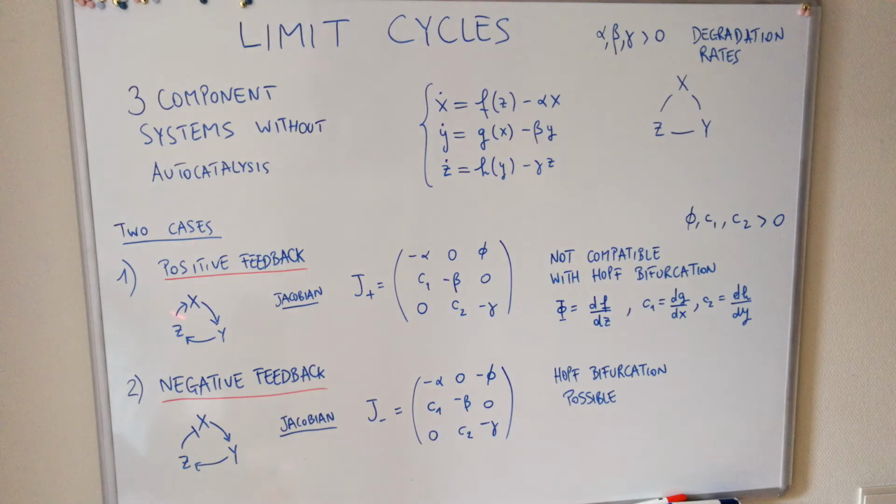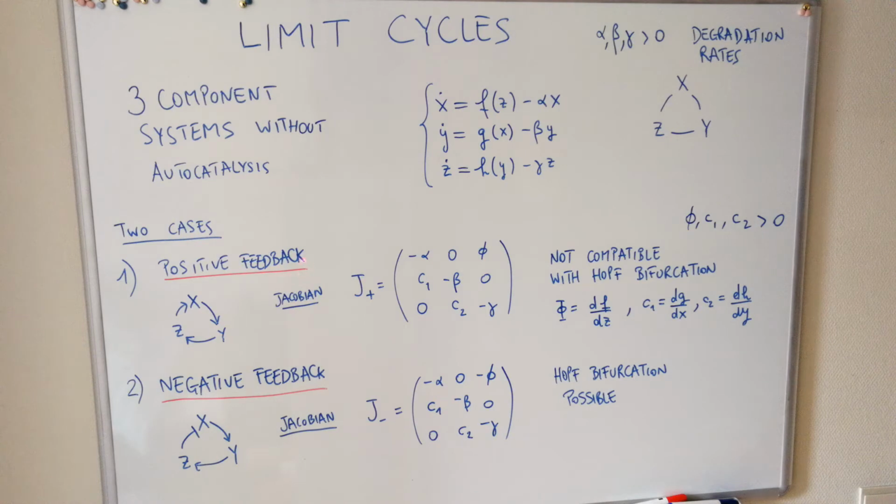So the result of the analysis of this Jacobian, which we show in the next video, is that this type of Jacobian is not compatible with Hopf bifurcation. Therefore, we have no Hopf bifurcation for this type of sign pattern, for this type of positive feedback loop.